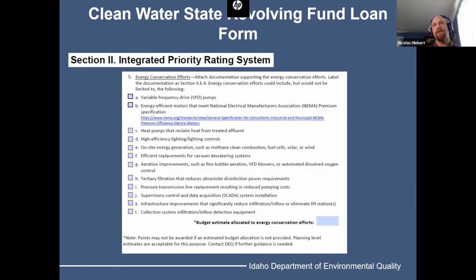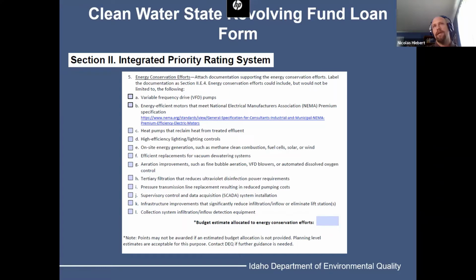Another common one is item J, which would be installing a SCADA system in some of your treatment works. Again, that can save you a lot of time and effort and even electricity in how you optimize and operate a treatment works facility. And so take a look through these as you fill them out, and as you're imagining what your project would look like, working with your engineer. Check these boxes and get some extra points.